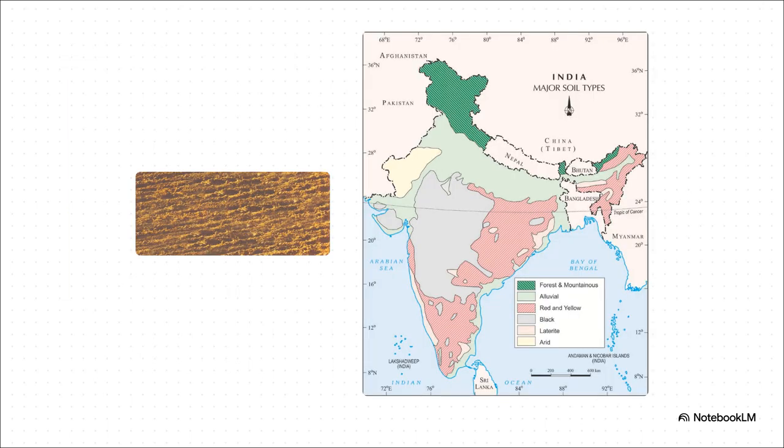First up is the champion of soils, alluvial soil. This is found all over the northern plains, and it's a gift from our 3 great rivers, the Indus, the Ganga, and the Brahmaputra. It is incredibly fertile, perfect for growing sugarcane, paddy, and wheat. Now, a very important point, there are 2 types. Bangar is the old alluvial soil, and Khadar is the new one. And remember, the new one, Khadar, is always more fertile. It's newer, so it's fresher.